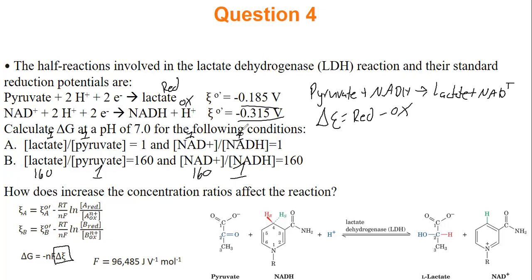So in our equation here, the pyruvate is being reduced. So that is negative 0.185 minus a negative 0.315.